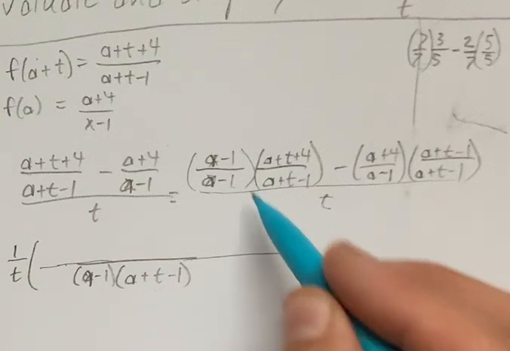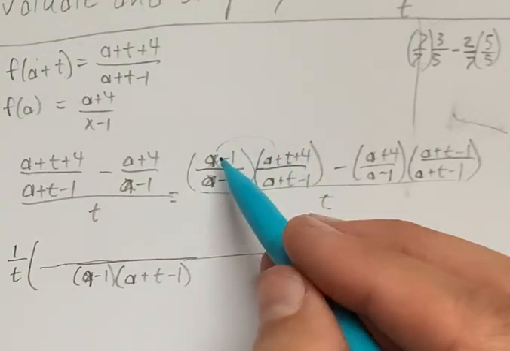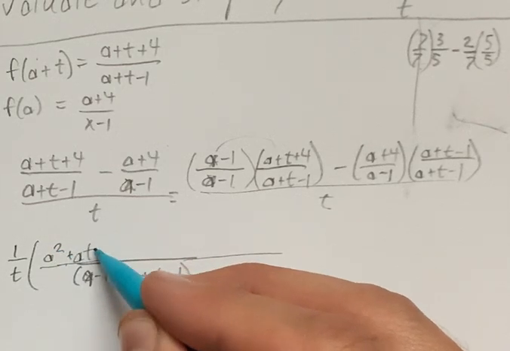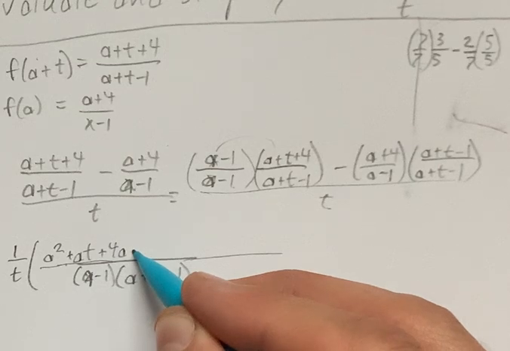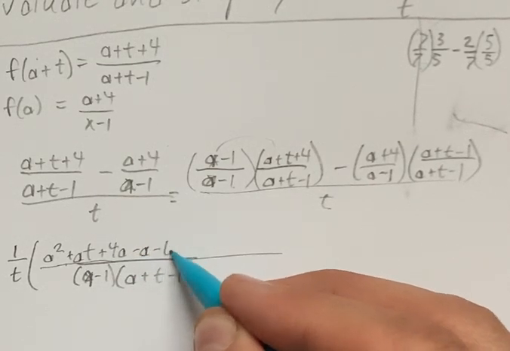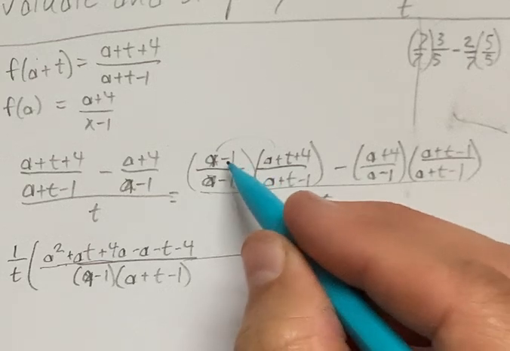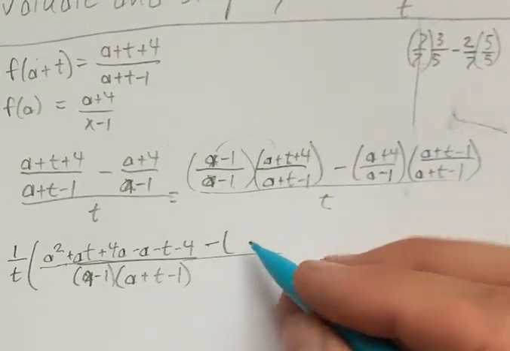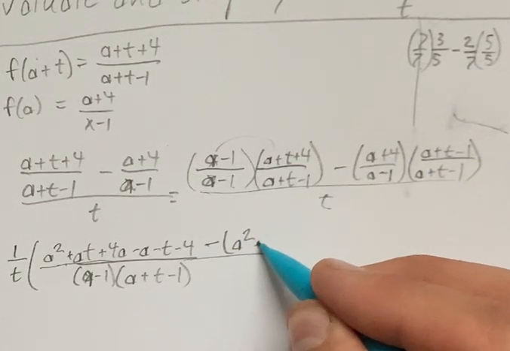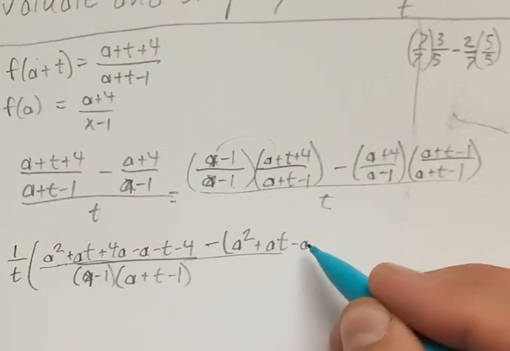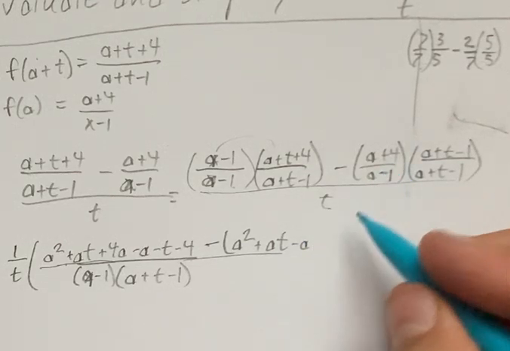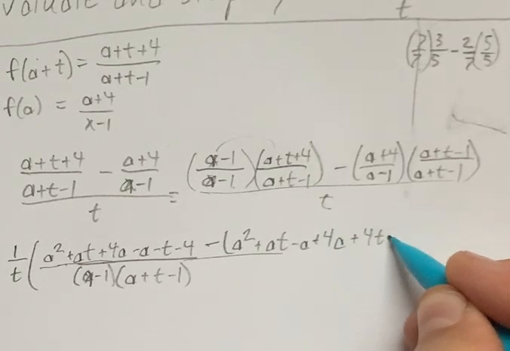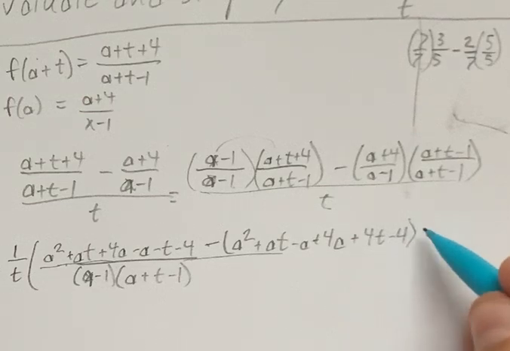What are the numerators going to be? Over here, I'll have this times that. So I'm going to distribute the a to everything: a squared plus at plus 4a, minus a minus t minus 4. A to everything, minus 1 to everything. Minus, and I'll put big parentheses, a times everything over here: a squared plus at minus a. Let's see, that's a plus 4, so we get plus 4a plus 4t minus 4, right?